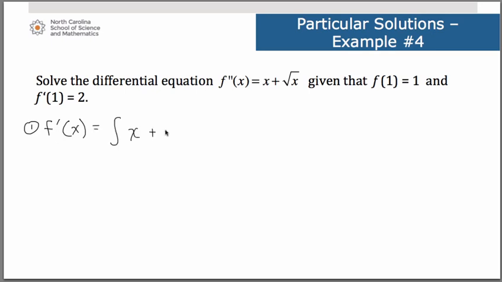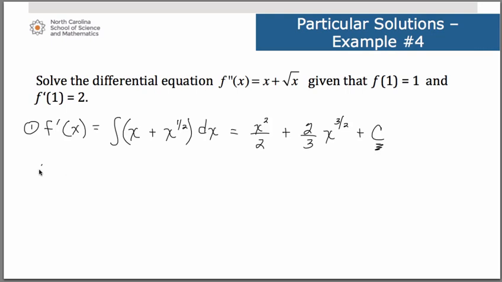And I'm going to go ahead and rewrite that square root of x as x to the 1/2. Adding 1 to the exponent, we get x squared over 2. Adding 1 to the exponent of 1/2, we get 3/2, but then we have to divide by it, so that's the same as multiplying by 2/3. So we have here a general solution because we have a plus c. Let's go ahead and figure out what this c value is.